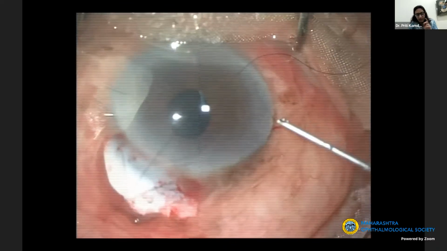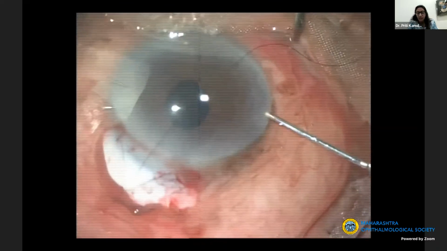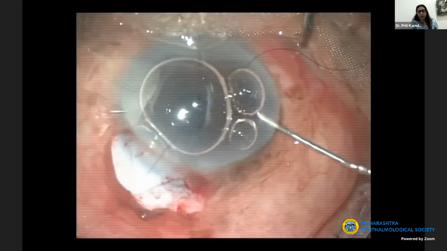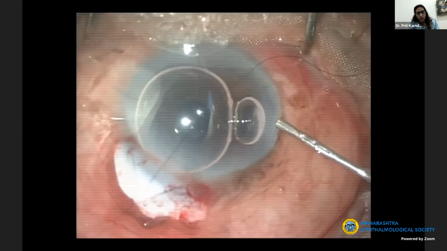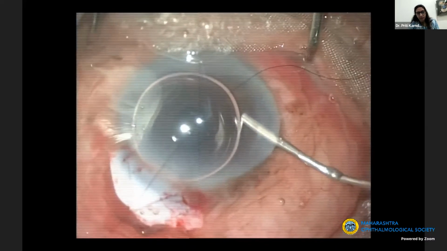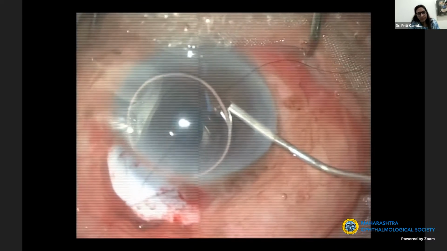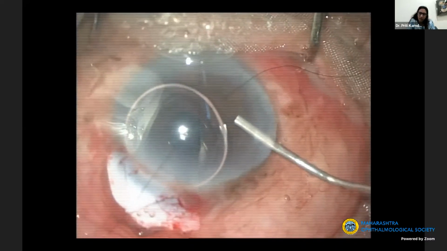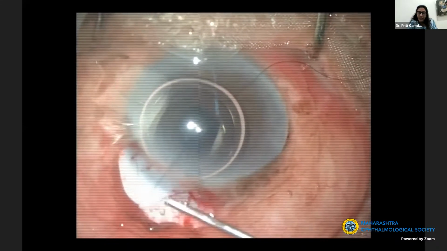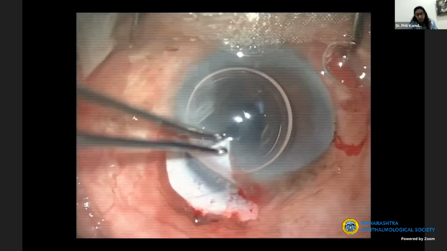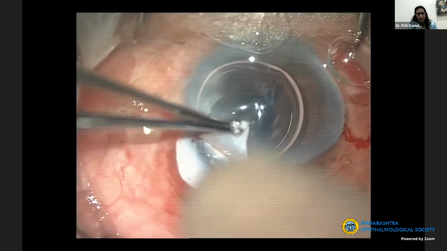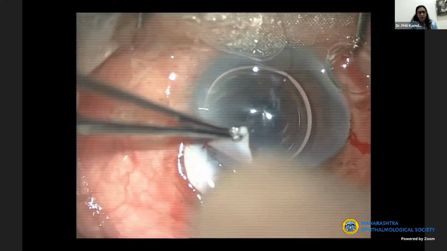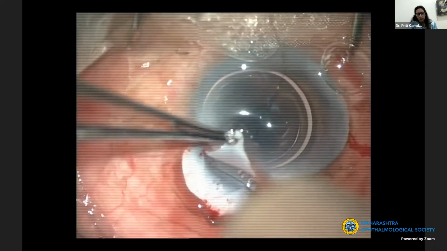After doing this, again, we know that the AC should be maintained during all steps of surgery. I was not doing that. Now what I've done is I inject an air bubble, then I inject viscoelastic, and I create this cocktail. And this cocktail has helped me tremendously. Now this is the time when I have made this cocktail. I have put air and viscoelastic, and now I am proceeding with the sclerotomy.